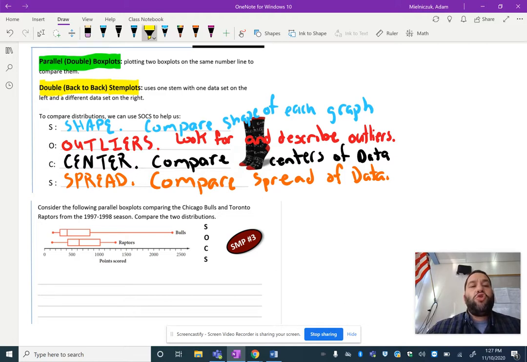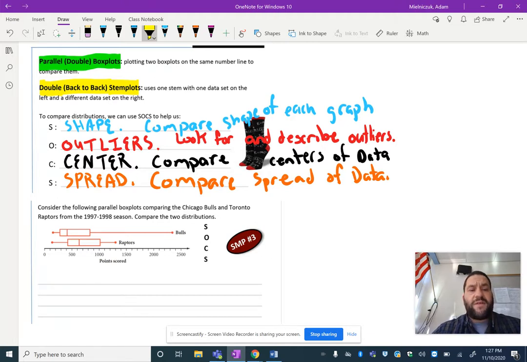So to compare distributions, we can use SOX to help us. So what does SOX stand for? It stands for shape, outliers, center, and spread. So when you need to compare distributions, the first thing you want to do is compare the shape of each group. Then you want to look for and describe the outliers. Then you want to compare the centers of the data. And last, you want to compare the spread of the data. So let's do that with the information below.